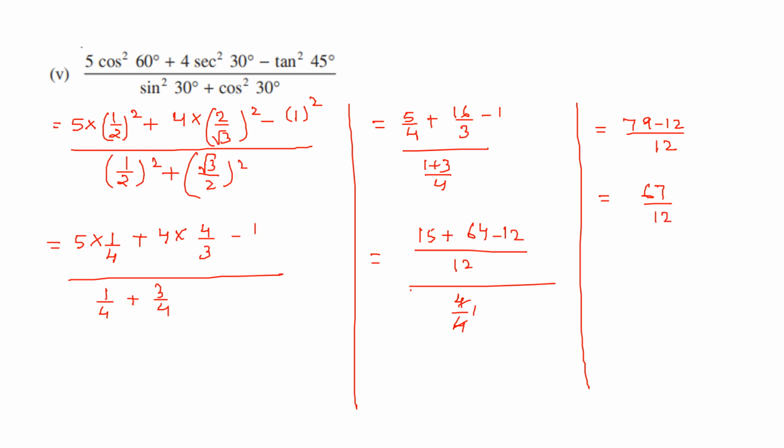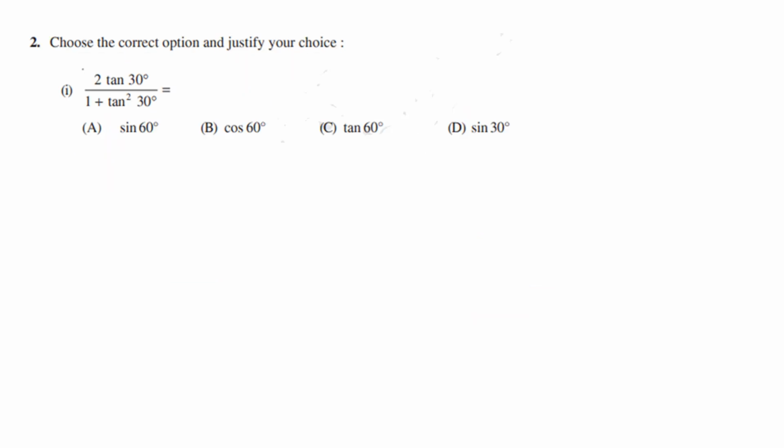Now we will solve question number 2. Question 2. Choose the correct option and justify your choice. The question is 2 tan 30 degree by 1 plus tan square 30 degree. So 4 options are given. You have to find the value of it, and then you have to check which option matches the value you get after solving 2 tan 30 degree by 1 plus tan square 30 degree.